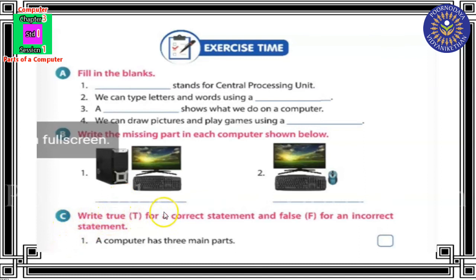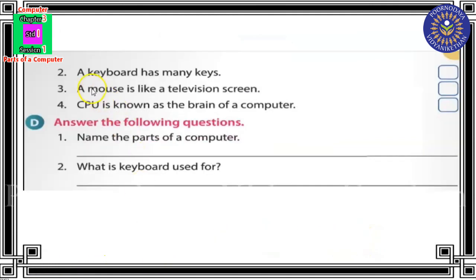Next is exercise C. Write true for a correct statement and false for an incorrect statement. First question is that a computer has 3 main parts. Is it true or false? Yes, false. Then question number 2. A keyboard has many keys. Is it true or false? True.